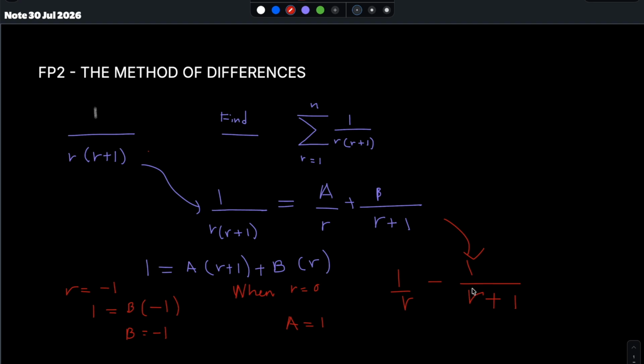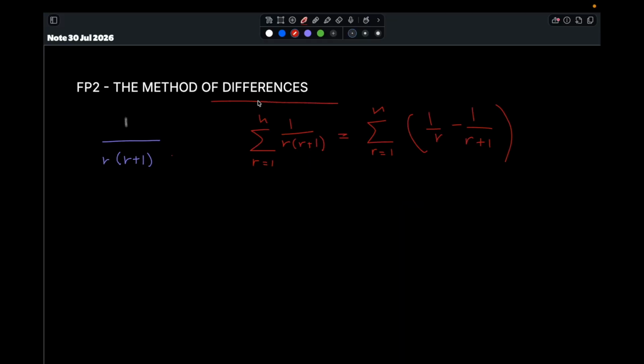Remember that the method of differences in series can only be used when there's a minus sign in the middle. If there's a plus sign, you cannot use it, hence the name method of differences. So as you can see, we can write the sigma notated series in this form in terms of partial fractions.